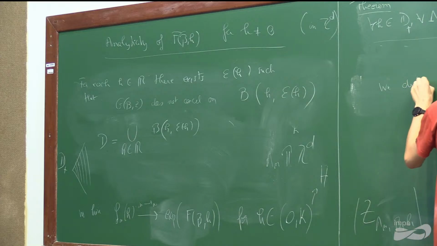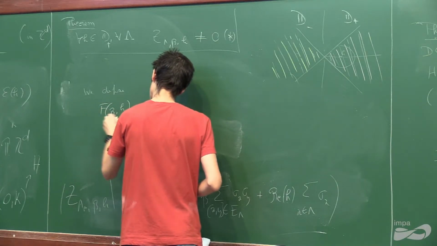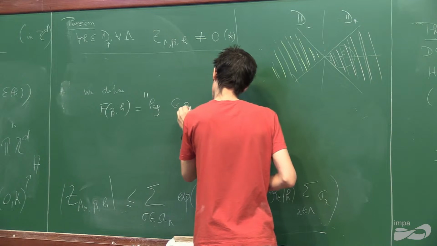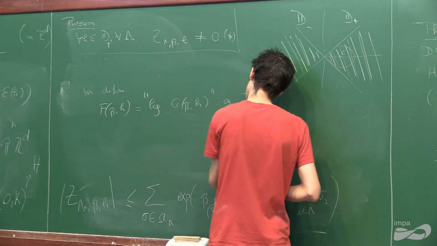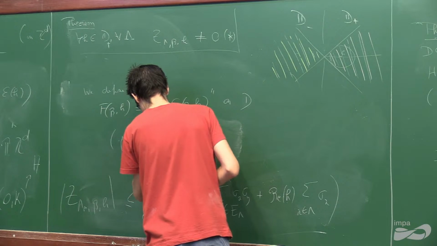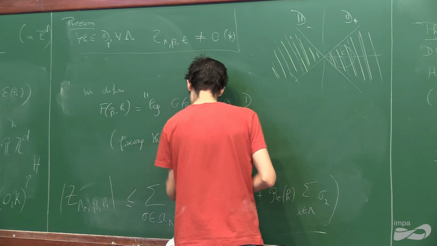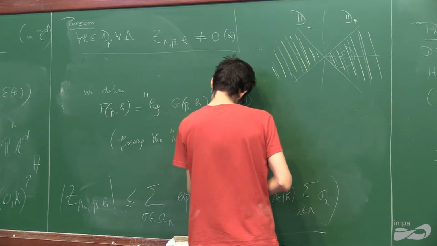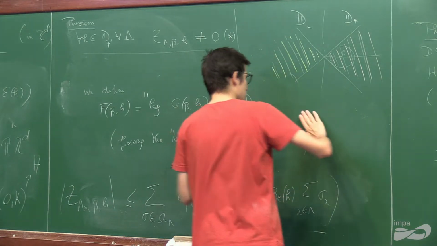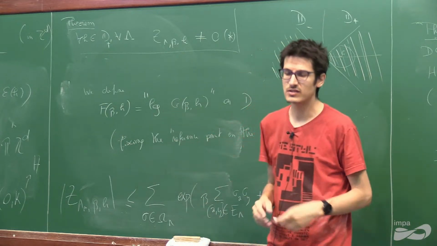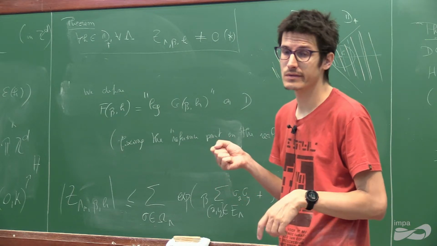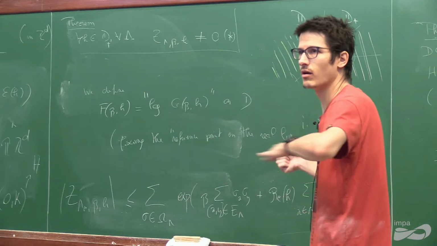We define f beta h. When you define log of Z beta H, basically you're fixing a primitive, you're defining it modulo a constant, so you just fix that constant so that it's real on the real line.